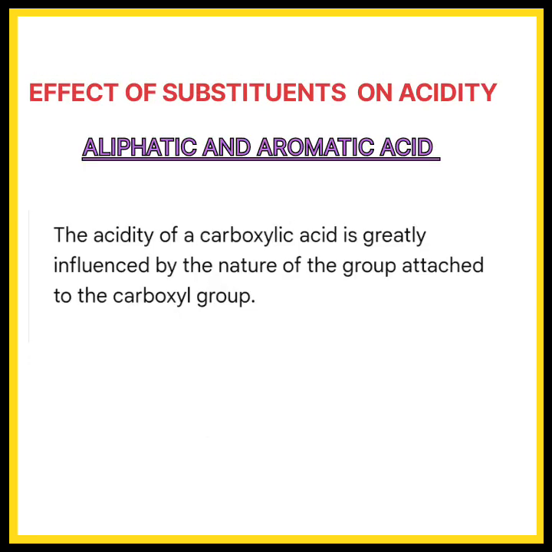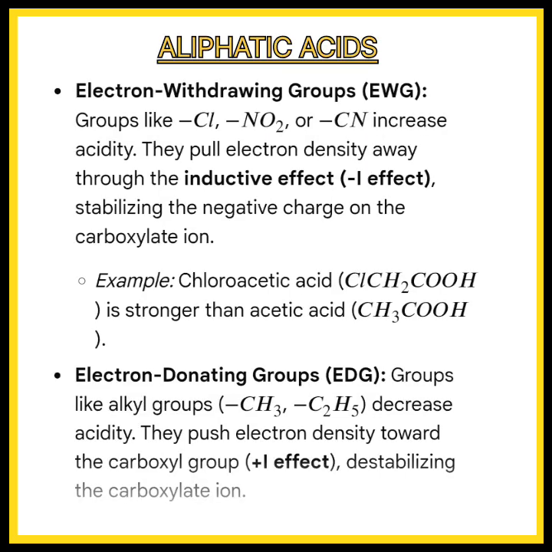Next we study the effect of substituents on acidity of aliphatic and aromatic acids. The acidity of a carboxylic acid is greatly influenced by the nature of the group attached to the carboxylic group. In aliphatic acids, there are two types of groups: electron withdrawing groups and electron donating groups. Electron withdrawing groups like chloro, nitro or cyano increase acidity. Through the inductive effect, they pull electron density away.